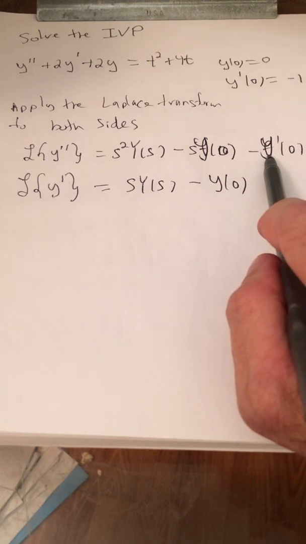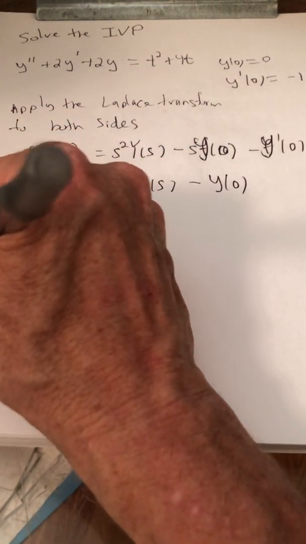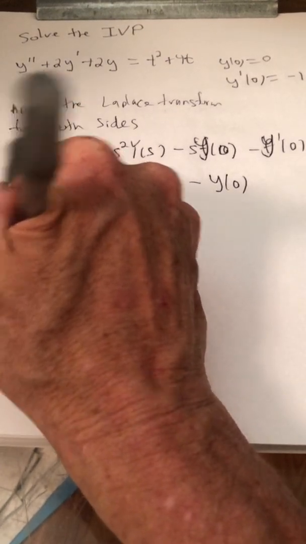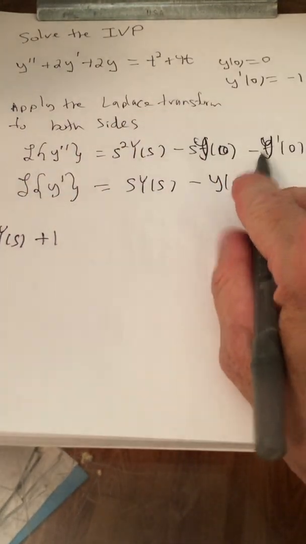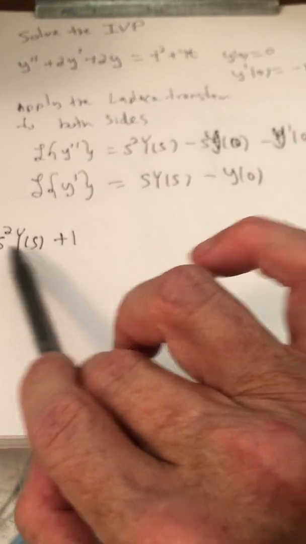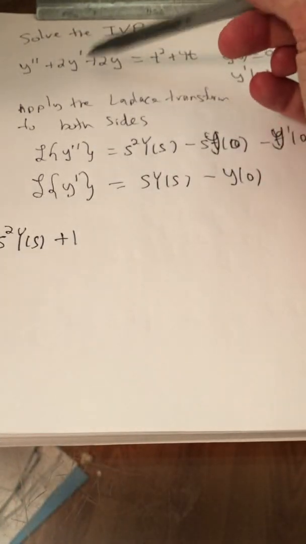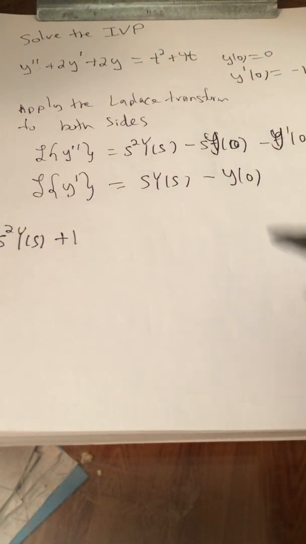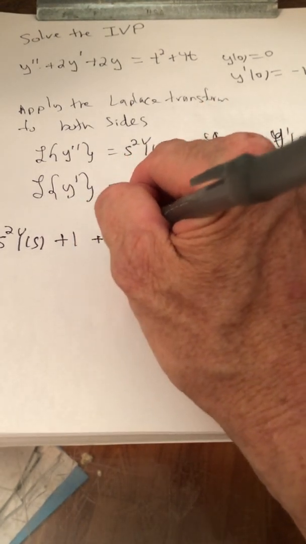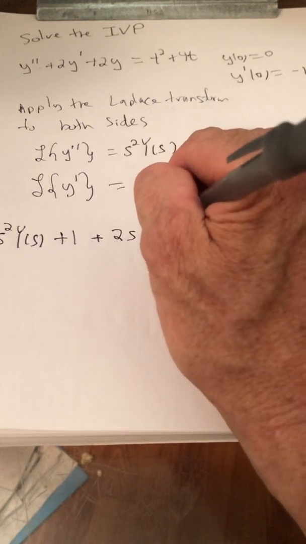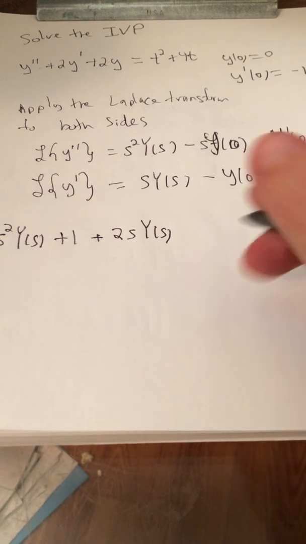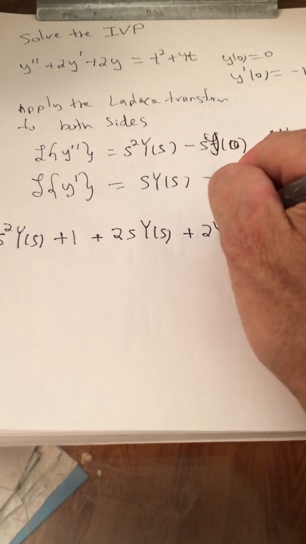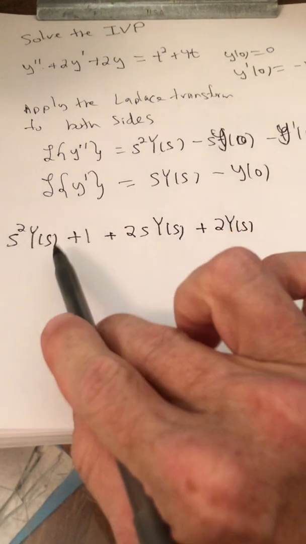So what we're going to end up having is s squared times big Y of s plus 1. These two terms here correspond to y double prime in the IVP. And then we have plus 2s times big Y of s plus 2 times Y of s. So this is the left-hand side.